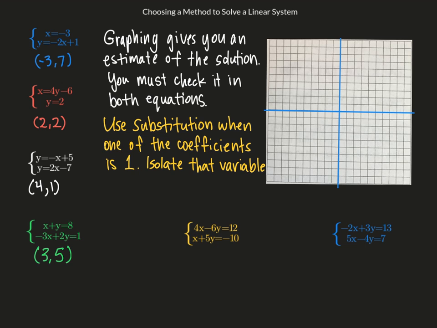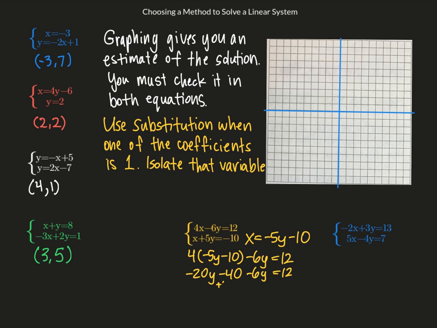So we're going to subtract 5y from both sides. So x equals negative 5y minus 10. And then I'm going to substitute that in for the x in the first equation. So 4 times (negative 5y minus 10) minus 6y equals 12. So that's negative 20y minus 40.